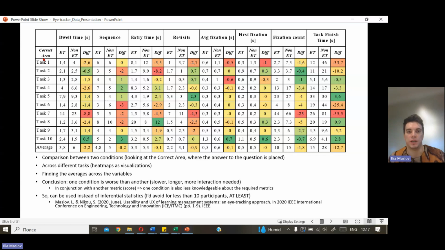So, sequence is like the number. Okay, you have multiple areas of interest, like 6, 10, whatever. And so sequence represents what is the order.